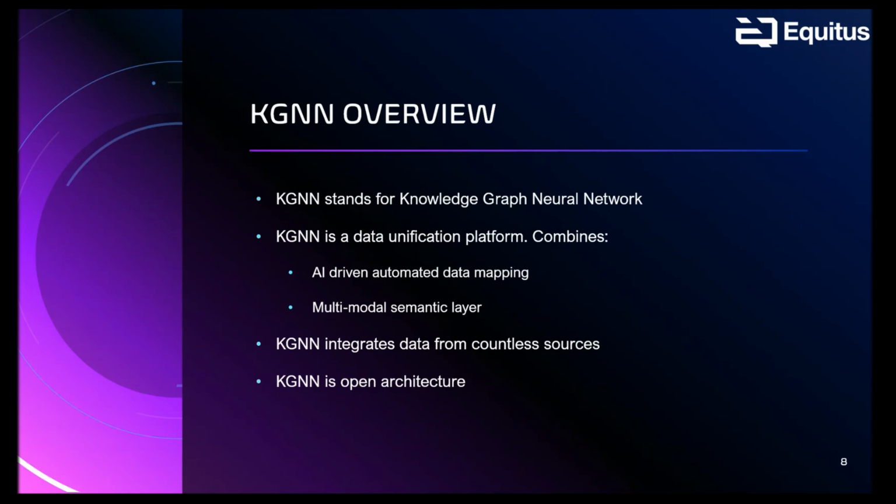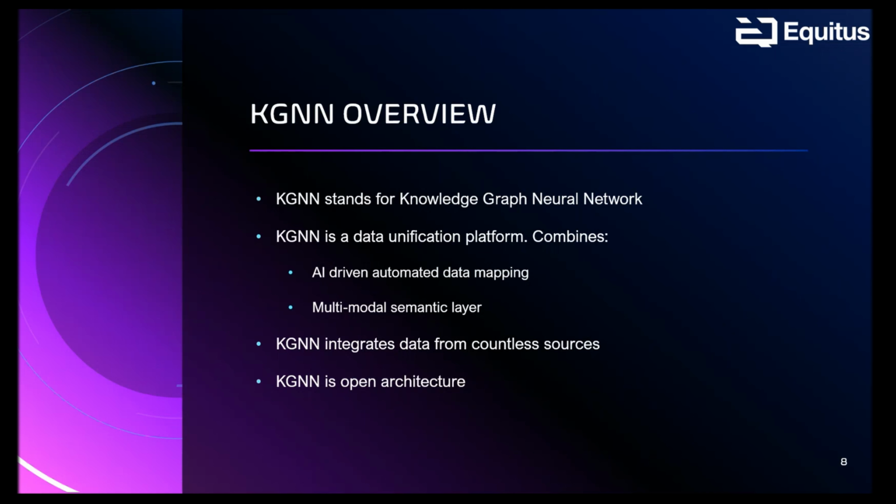So let's get into what KGNN is. KGNN stands for Knowledge Graph Neural Network. I call it a data unification platform that comes in two parts. The first part of that data unification platform is an AI-driven automated data mapping layer, where Equitus has developed our own in-house AI models, architected those models into pipelines that can take in data from just about any source and extract semantically rich knowledge graphs from that data. And then we combine that data mapping layer with what I call a multimodal semantic layer.